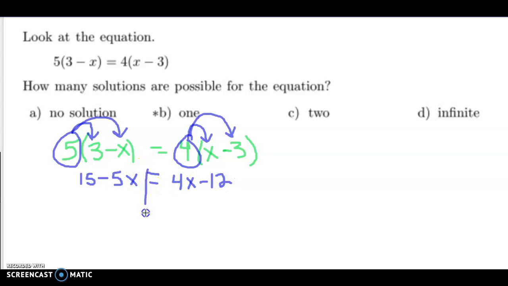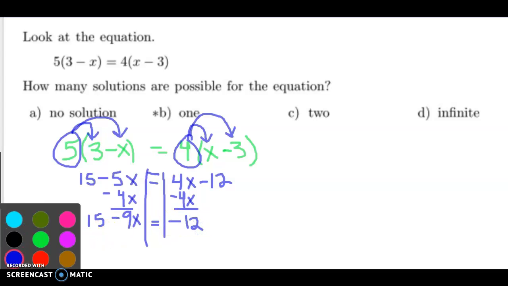Go ahead and draw your ladder. I bring all my x values to the left side so that it's easier for me to solve. Sorry about my voice, I keep losing it. I have negative 9x on this side. I bring down the 15, and that still equals negative 12 on the other side.